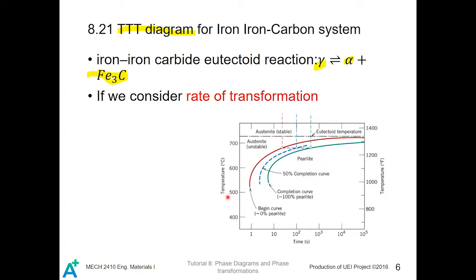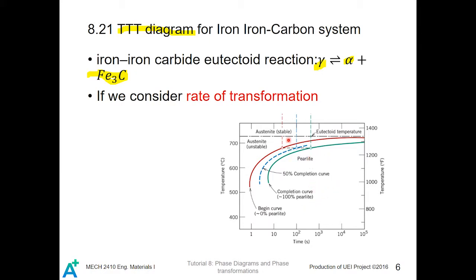At a lower temperature, it will transform more quickly, as shown here. And there are three curves: the begin curve, the completion curve, and the 50% completion curve. The begin curve is 0% pearlite. The completion curve is 100% pearlite. The 50% completion curve, as defined, is 50% pearlite.